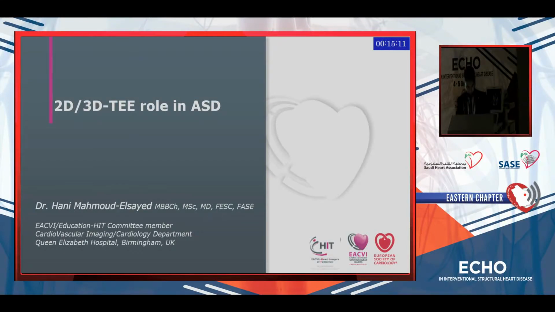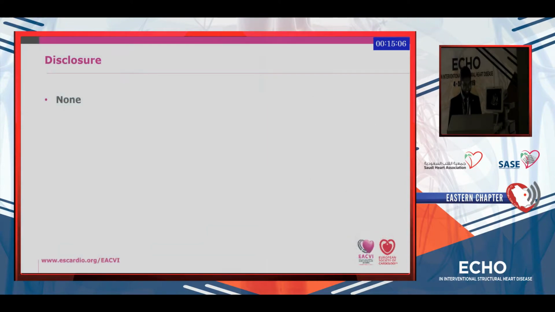This time, because of the time constraints, and we had got a shout from the organizer, I'll just focus on showing you more cases rather than going into text.